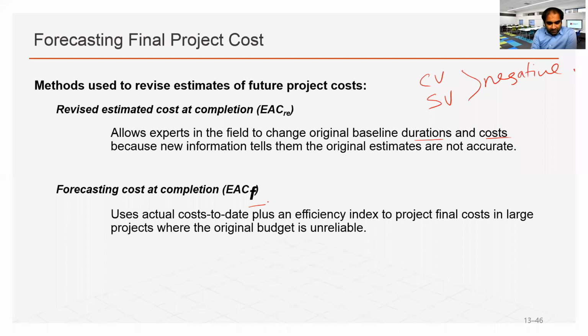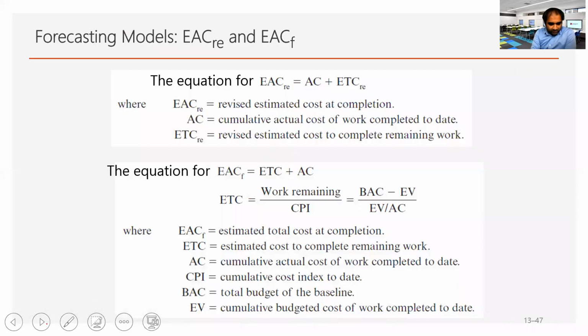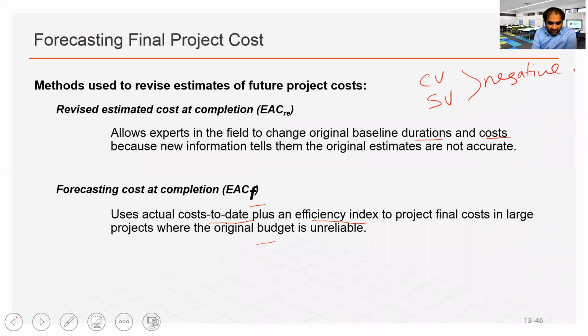uses actual cost to date plus an efficiency index up to that specific time period. What is the efficiency of the team or the overall project, to forecast the final cost of the project. We have an example of EAC revised and EAC forecast. To calculate them, we have specific formulas.